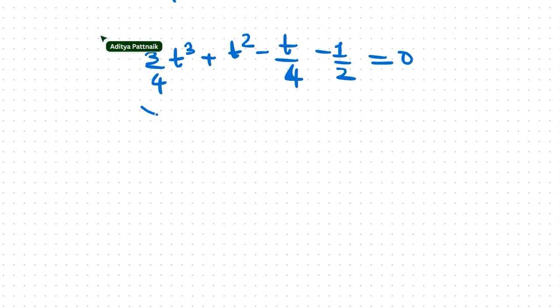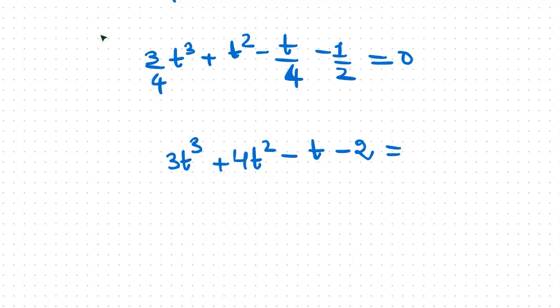So make them onto a common ground, right? Denominators, LCM. So, yeah, all denominator 4. So 3t cubed plus 4t squared minus t minus 2 equals 0, all over 4.